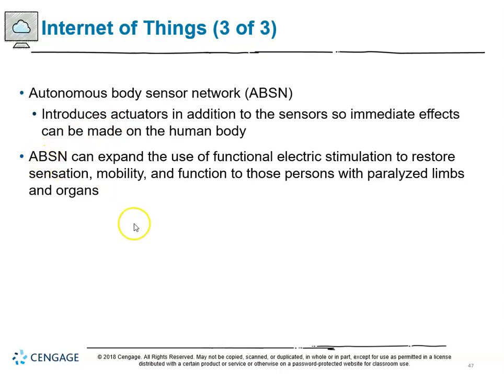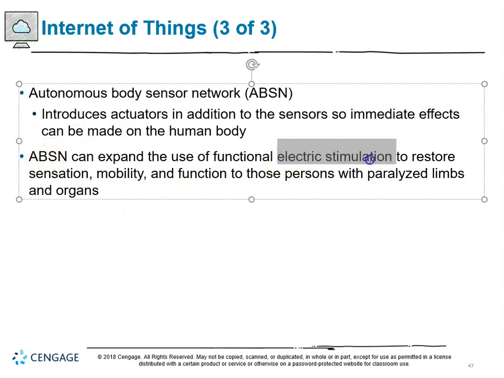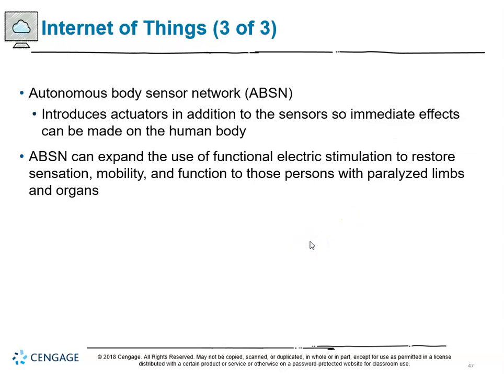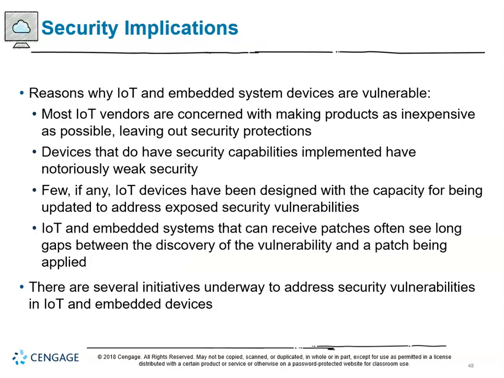So ABSN can expand the use of functional electric stimulation to restore sensation for people who perhaps have ambulatory problems or have paralyzed limbs and organs. So this would be one technique to help restore their sensation and mobility. So there are obviously some security implications here. Think of the pacemaker. If you can send a jolt to restart a heart, perhaps you can do something to stop a heart, which would be very worrisome.